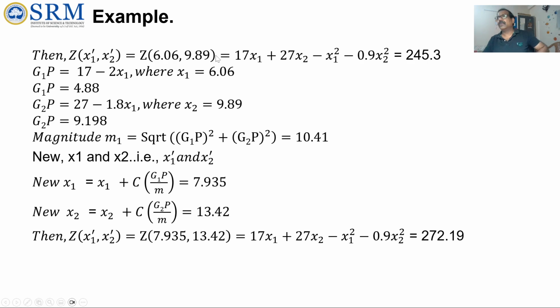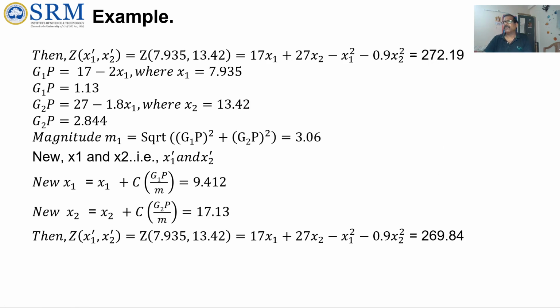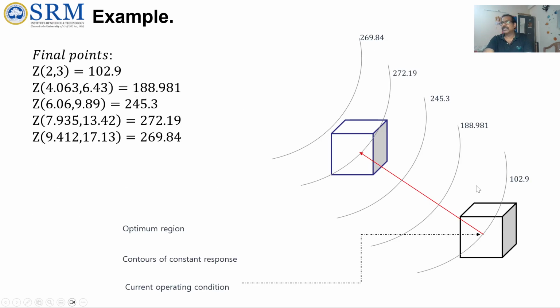So new x1 x2 we calculated and substituted that value. Again gp1 gp2 continuous, the same procedure we need to repeat, again increasing. Then at one point of time we can see a decrement, 269. That means continuously we got increment, but finally, initially with the current operating condition 2,3 we got 1 or 2.9.